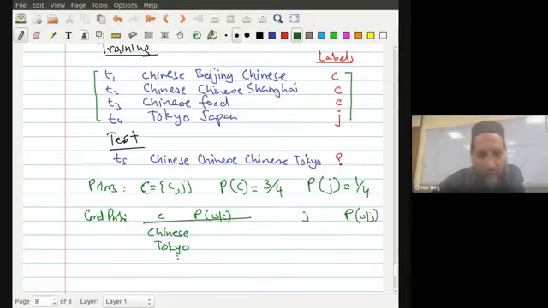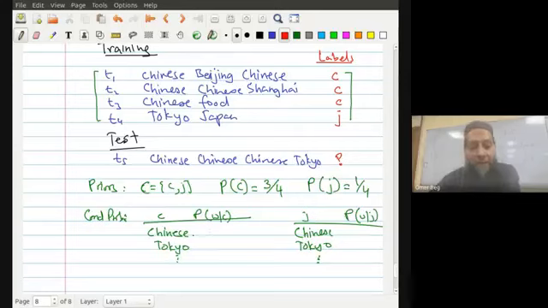There are other words as well, and we are not going to be looking at them for now because we don't need them for our test sentence. So we need Chinese, and we have Tokyo. And there are other words such as Beijing, Shanghai, and food, Japan, and so forth. So how are we going to calculate this probability?